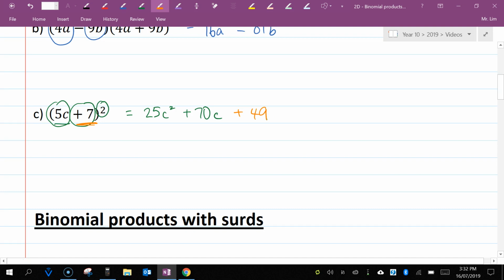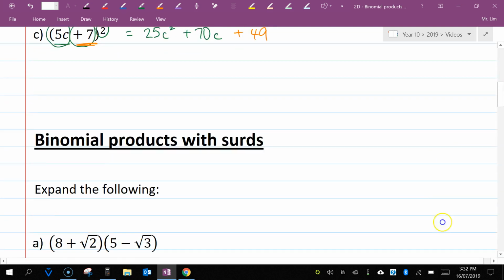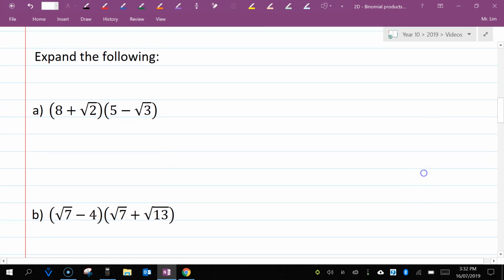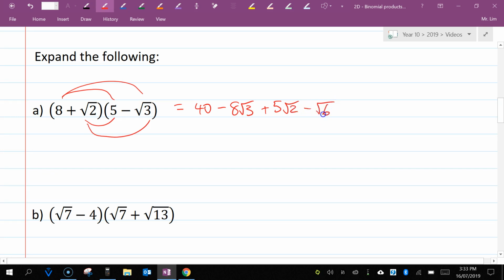So now that we know how to expand binomial products, let's apply that to surds. So let's expand the following. I'm going to use the FOIL method here because it's not a difference of 2 squares or a perfect square. So first, outside, inside, last. 8 times 5 is 40. 8 times minus root 3 is minus 8 root 3. Root 2 times 5 is 5 root 2. And root 2 times minus root 3 is minus root 6.